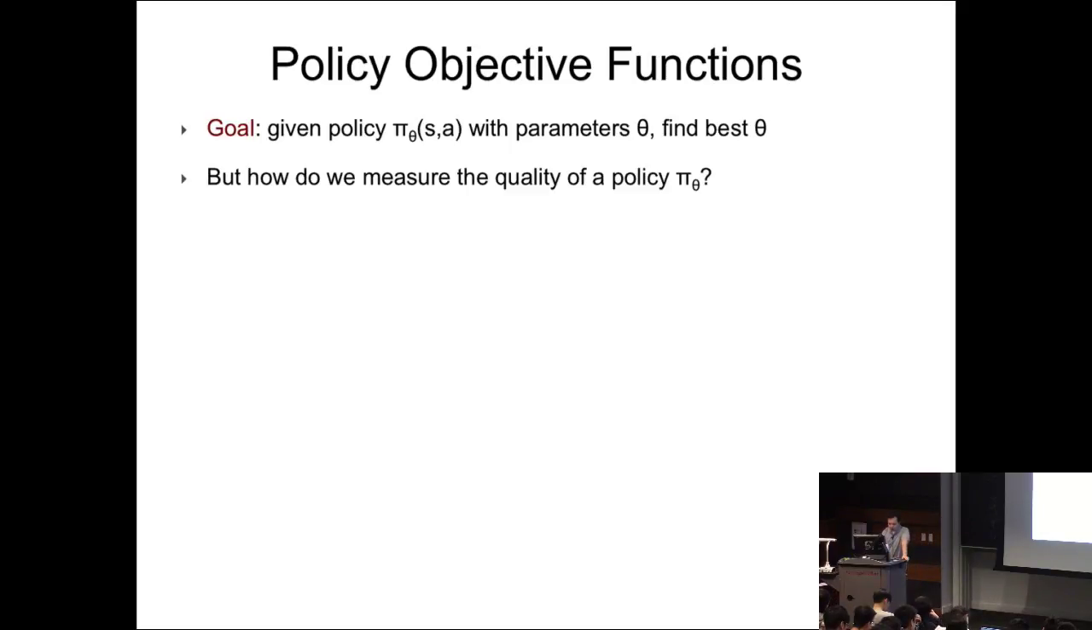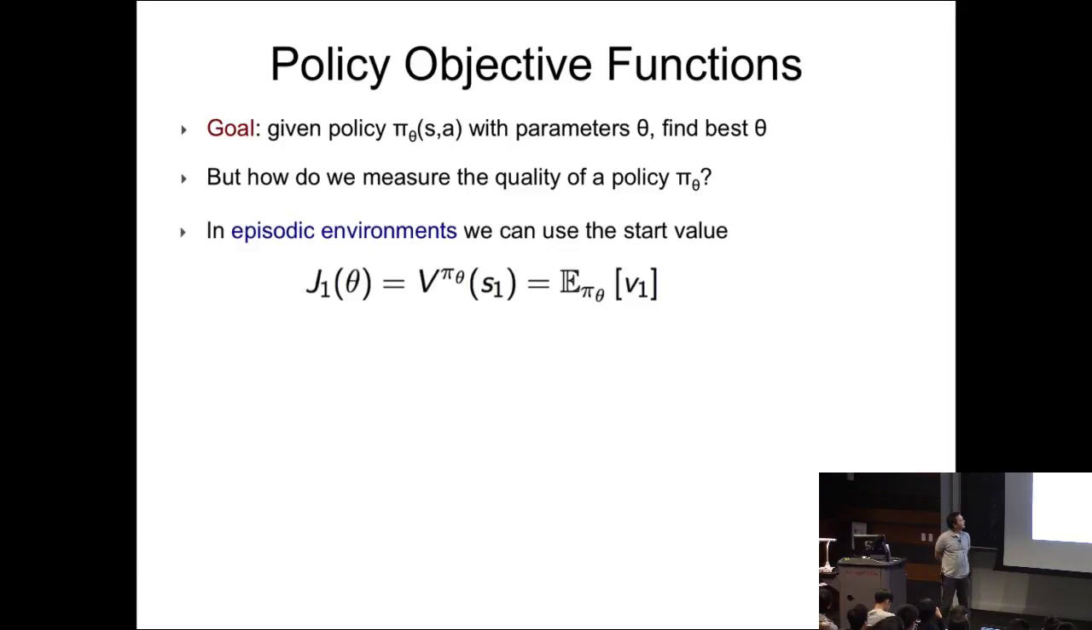But how do we measure the quality of a policy pi? It's not clear, because you're still only getting sparse rewards. If you were getting rewards for every single action, that would be equivalent to supervised learning, sometimes also called imitation learning, where I tell you what the right action should be. So how can we do that?